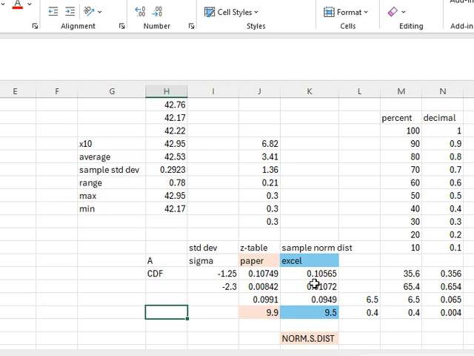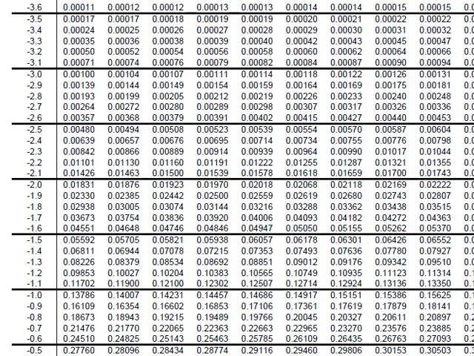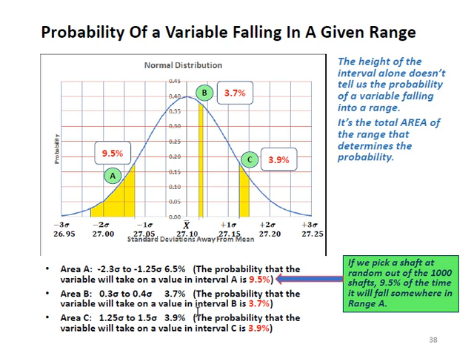So the sample distribution is a little bit different from the normal population distribution. So now you understand the difference in this 9.5. That's because we heavily use Excel. For pure mathematics, they're going to use a paper table, the one that I just showed you. Of course, we can calculate this one.